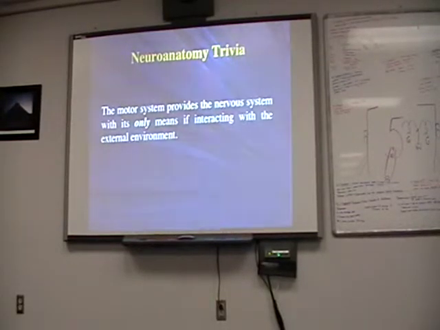With motor to this point, I've made it sound very simple. We have a corticospinal tract, and that's about it. But it's really not that simple. So now we're going to talk a little bit more about how not that simple it is. And that's why we see such different motor presentation.